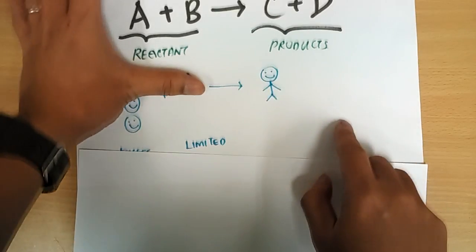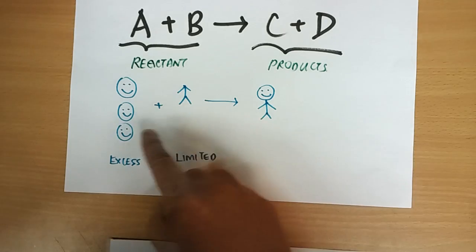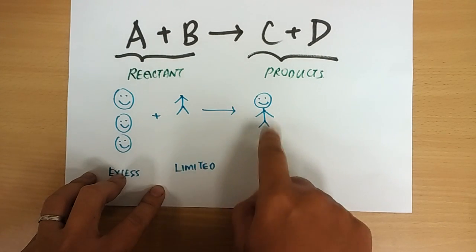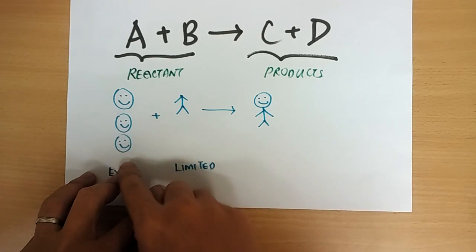So this is the concept of limiting reagents. Which one will be used up? The limiting reagent will always determine the number of products formed, not the excess.